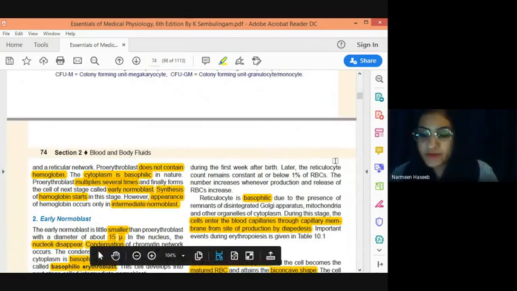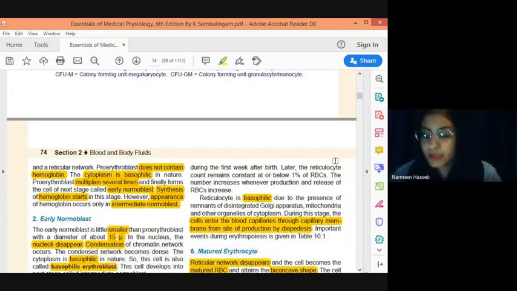So let's revise the proerythroblast. Proerythroblast is a large cell. It has a large size. There is a large nucleus present in it. There is no hemoglobin, and the cytoplasm of the proerythroblast is basophilic.